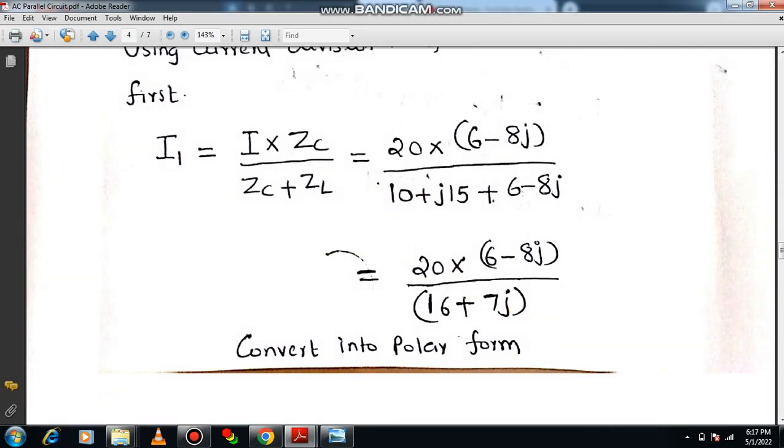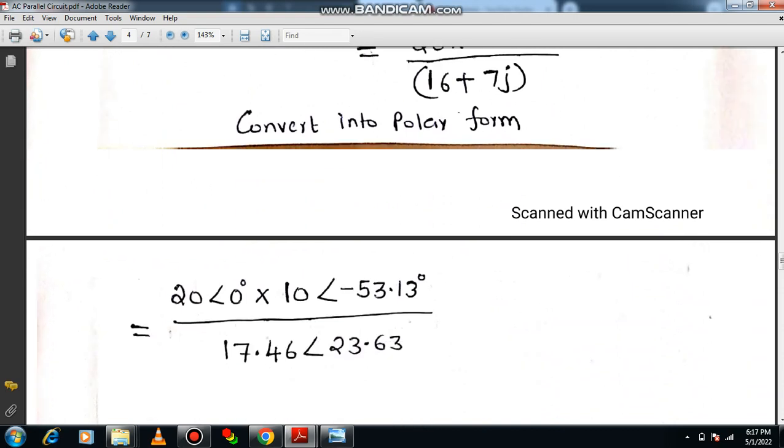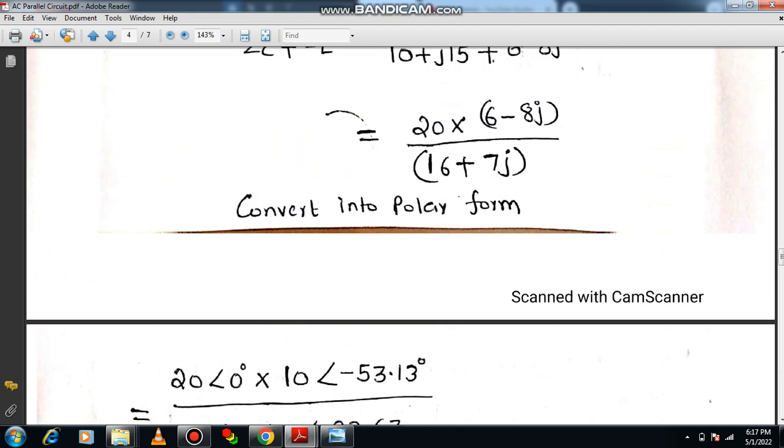Now what you can do is convert into polar form. So here 20 is in polar form, that means 20 angle 0 degree. 6 minus 8J and 16 plus 7J are in rectangular form. I think it is better to convert into polar form. So 6 minus 8J you have to convert into polar form, R angle theta form. So you have to use either calculator or manual method.